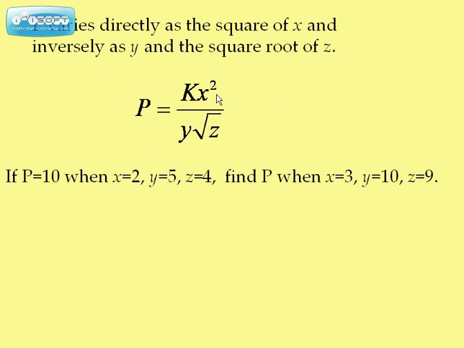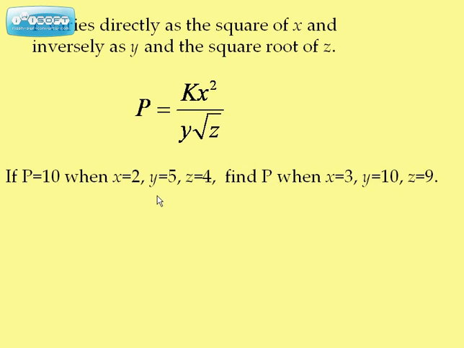So here's the overall equation that comes out. P is k times x squared, we already found that. But then the inversely is y, so divided by y, and the square root of z, so divided by the square root of z. So anything that I put in, I'm just looking for those keywords. Directly for multiplication, inversely for a division. If I finish off the problem, if p equals 10 when x is 2, y is 5, z is 4, find p when x is 3, y is 10, z is 9.